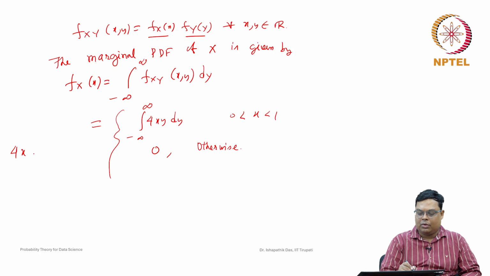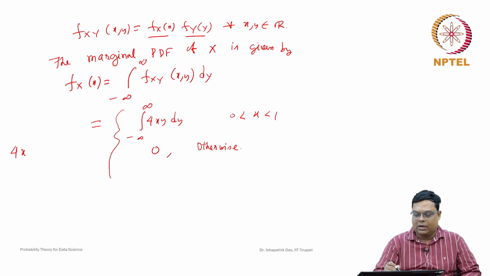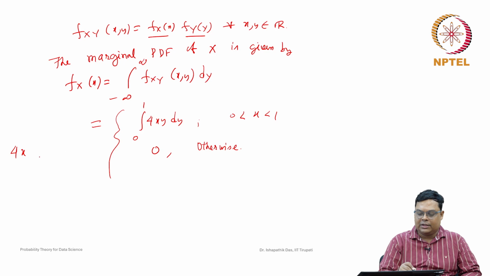So, this integration will be nothing but 4 x into y square by 2, fixing some value of x. Whenever y is between 0 and 1, only then it is 4 x y, otherwise it is 0. X is between 0 and 1, and y is also between 0 and 1, otherwise this integration will be 0. So, it is 4 x into y square by 2 with limits 0 to 1. Y square is 1, 1 minus 0 is 1 by 2, so the 2s cancel, and this is nothing but 2 x.